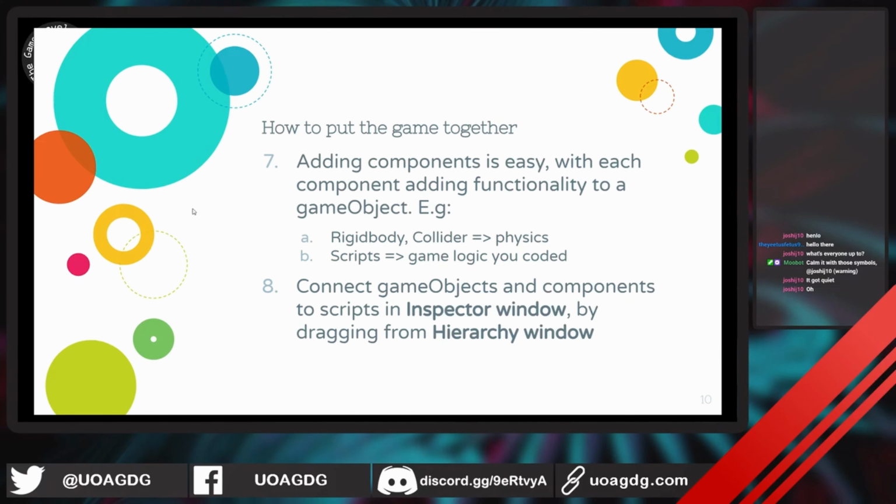Okay, so certain components give certain functionality to the game object. Rigid bodies, colliders, and is trigger colliders are the most common things for physics. And scripts are for the game logic that you code yourself. Now, for this game, I've already created all the code, so you just need to drag them to the game objects in the inspector window.